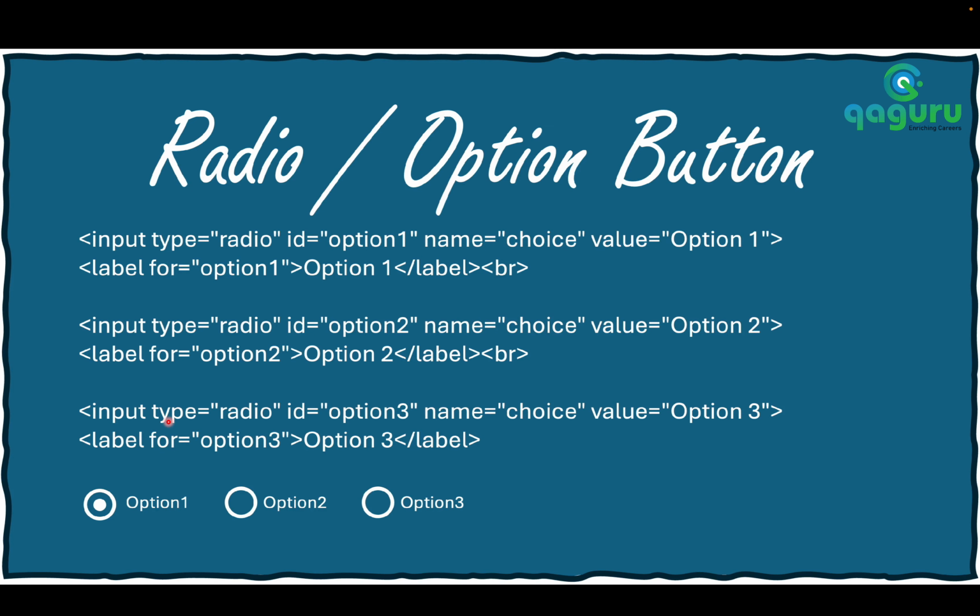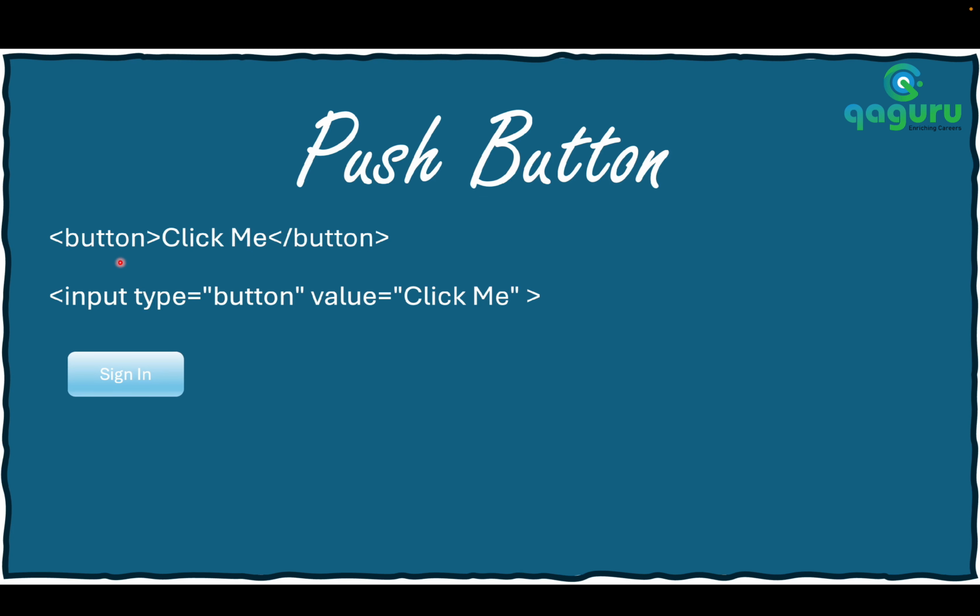Now take a look at the radio or option button. Here the input tag is used with the type set to radio. Usually there are going to be multiple option buttons on the screen, and you will be allowed to select only one of these. Now come to push button. A push button can be created in two different ways, using the button tag, and you can also create it with the input tag with the type set to button. A push button can be used for submitting a set of data. For example, when you click the button, a set of details that you filled will be submitted.